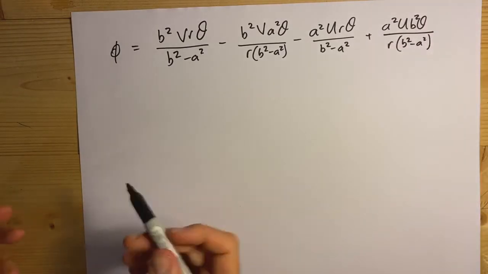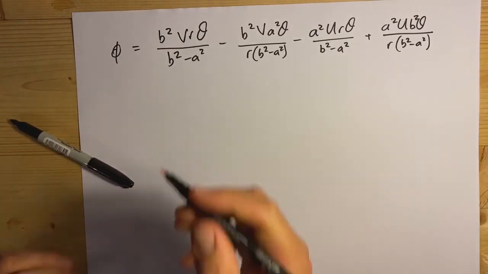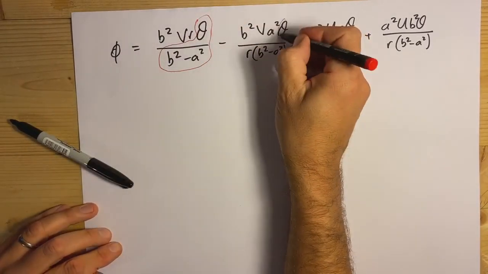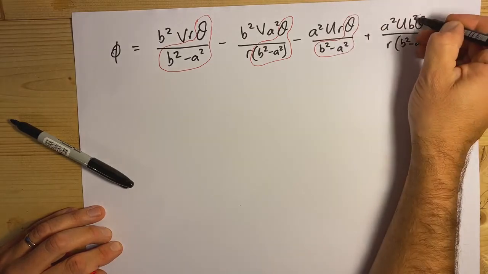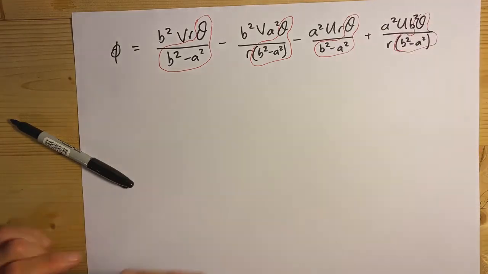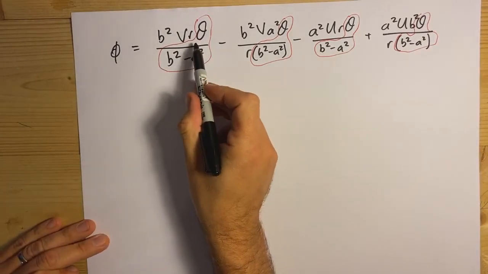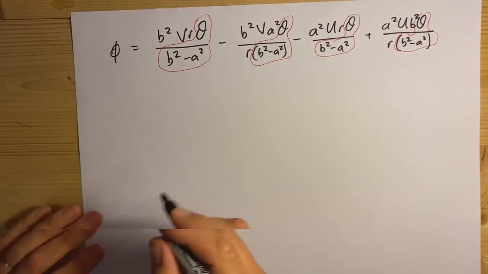I'll give you the first hint about how you're going to factorize this: look for the theta b squared over a squared, because that appears in all of these fractions. It looks super complicated because of all the symbols, but we can see that there's a common factor of theta over b squared minus a squared in all of these terms.